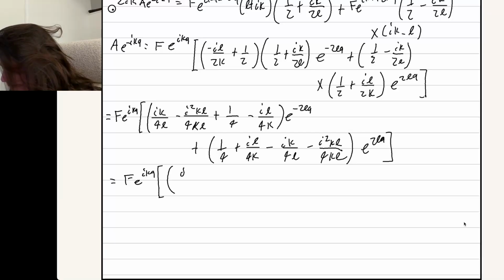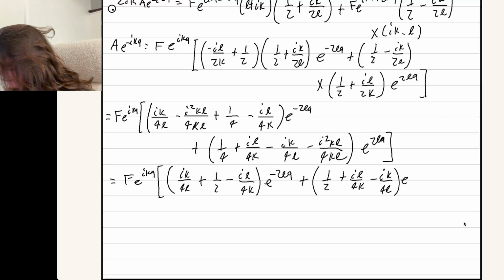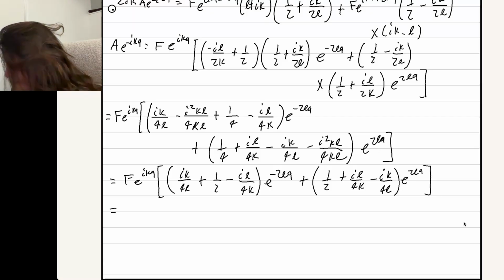So we'll simplify that a bit. We'll have ik over 4L, and then it's minus, so positive 1/4 plus 1/4, so plus a half. And this is minus iL over 4k, into the e to the minus 2LA. And then in here, we still have the 1/4, but again, that's 1/4 as well. So it's 1/2, but now plus iL over 4k minus ik over 4L. And my handwriting is already getting bad. And that's e to the 2LA.